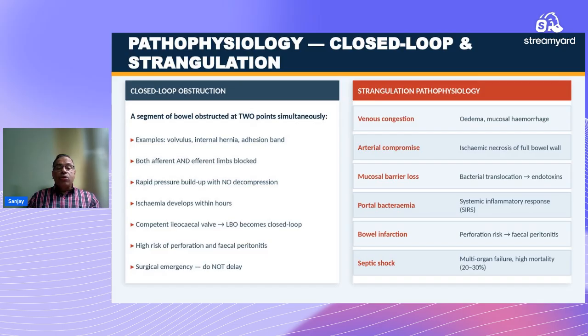So closed loop obstruction is a surgical emergency and should be treated as early as possible because there is a high risk of perforation and peritonitis. This is an emergency. It should not be delayed whenever a closed loop obstruction is diagnosed.